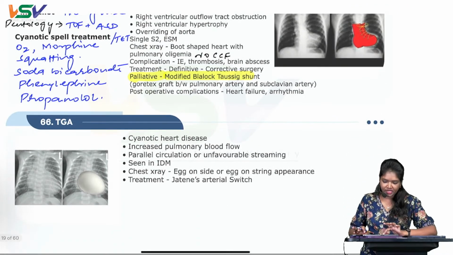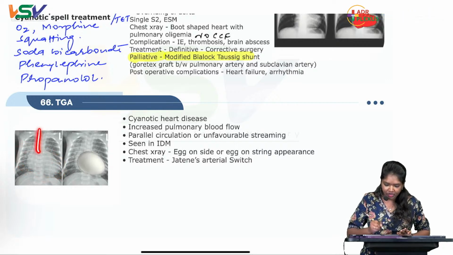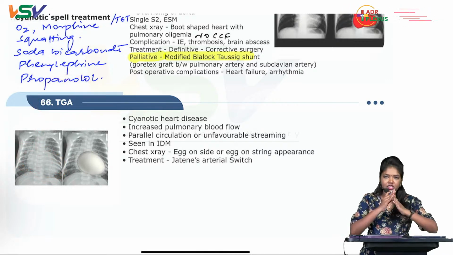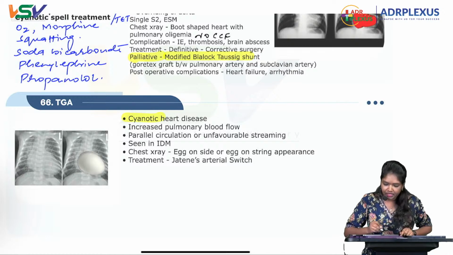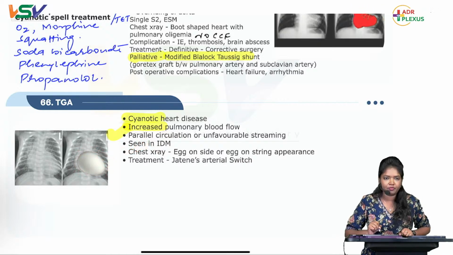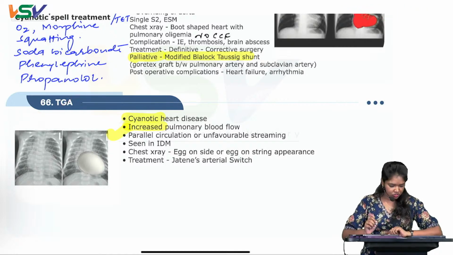TOF is over. One more heart disease where you can expect questions from the X-ray is the egg-on-side or egg-on-string appearance, which is TGA, transposition of great arteries. The great arteries are transposed. It's a cyanotic heart disease with increased pulmonary blood flow, which we have discussed. A very important key point is parallel circulation. It is also seen in infants of diabetic mothers. Chest X-ray shows the egg-on-side appearance. Treatment is Jatene's arterial switch procedure. So that is about transposition of great arteries.